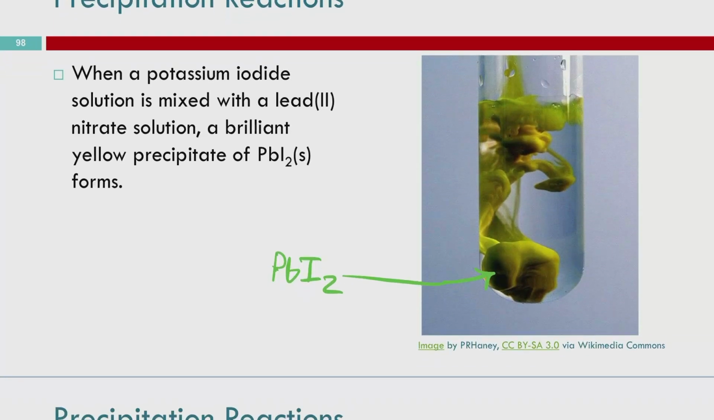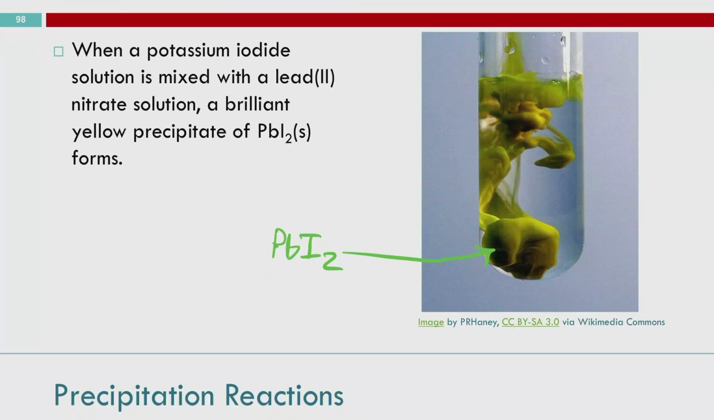Which is cool. Some precipitation reactions look neat. We made copper oxide in our copper chemistry lab. That was the black sand stuff. That might have been a precipitation reaction.